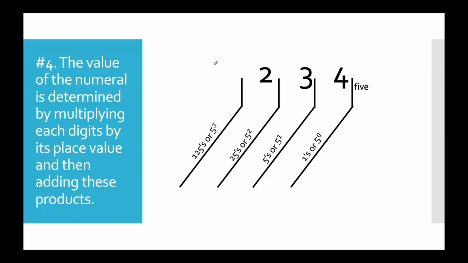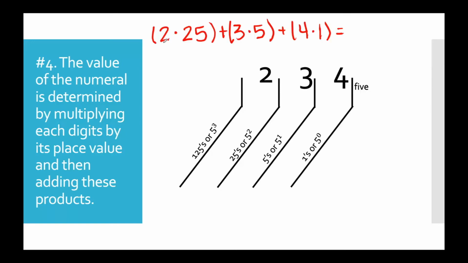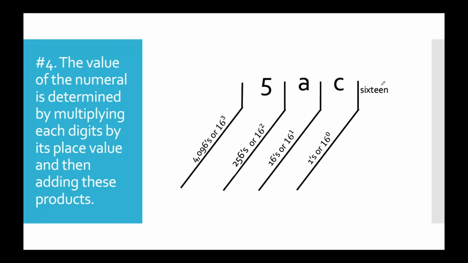If I wanted to find the value of 234 base 5, I would write the following equation. 2 times 25, since there's a value of 2 in the 25's place, plus 3 times 5, since there's a value of 3 in the 5's place, plus 4 times 1, since there's a value of 4 in the 1's place. So when I multiply and add my products, I find that 234 base 5 has a true value of 69. Same for base 16. If I had the number 5AC, I would write the following formula to find its true value.